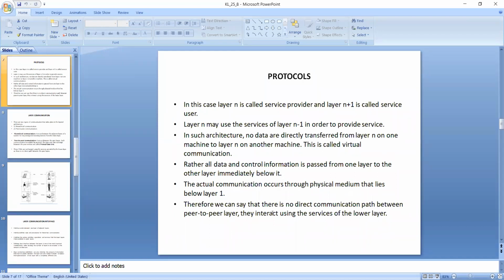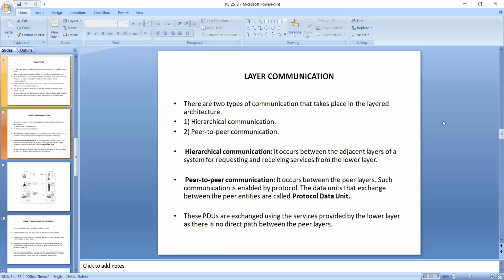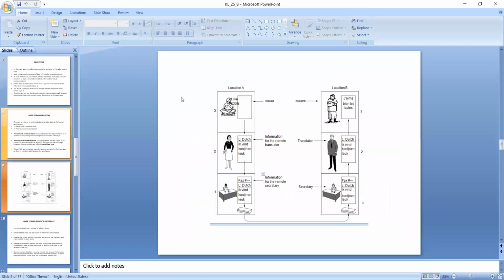Therefore, we can say that there is no direct communication path between peer-to-peer layers. So on the protocols, there is no direct communication. It is a virtual communication. They interact using the services of the lower layer. That is the important thing you have to remember. Next, for better understanding of this process, I will explain this diagram.